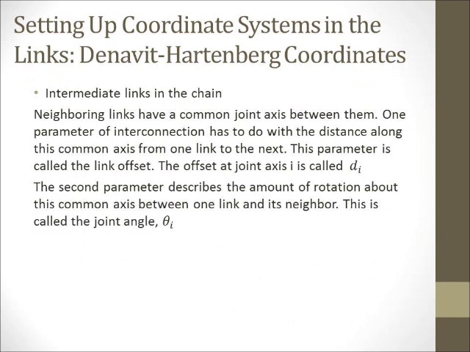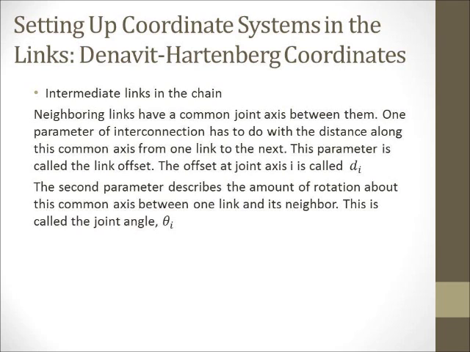Let's see how we define the numbers of the Denavit-Hartenberg convention for the intermediate links in the chain. Neighboring links have a common joint axis between them. One parameter of interconnection has to do with the distance along this common axis from one link to the next. This parameter is called the link offset. The offset at joint axis i is called di. The second parameter describes the amount of rotation about this common axis between one link and its neighbor. This is called the joint angle, or theta i.